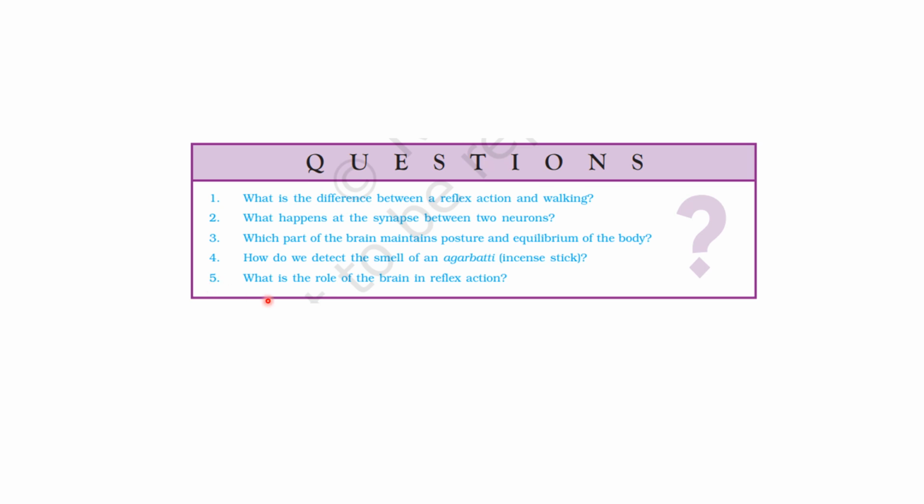Fifth question is, what is the role of the brain in reflex action? ठीक है. See, in most reflex actions, brain is not directly involved in the immediate response, ठीक है, as they are controlled by the spinal cord for faster reaction, ठीक है. But indirectly, brain will play a role, like it will register the event after the reflex action occurs, and it may later influence the reflex for future occurrences, like learning or modifying the response, right? So this completes these 5 questions.